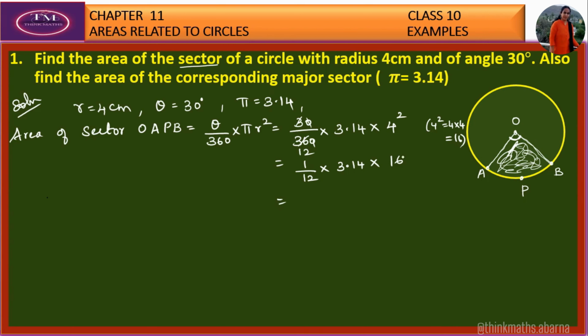Now let us calculate. This 12 and 16 have the common divisor 4. So 3 fours are 12, 4 fours are 16. So remaining we have 3.14 into 4 in the numerator, and in the denominator we have 3. If you multiply 3.14 into 4, 4 fours are 16, balance 1. 1 four is 4, 4 plus 1 is 5. There is a decimal place, so keep your decimal. 3 fours are 12. So it is 12.56 divided by 3.